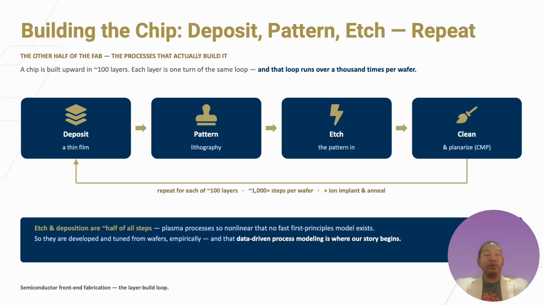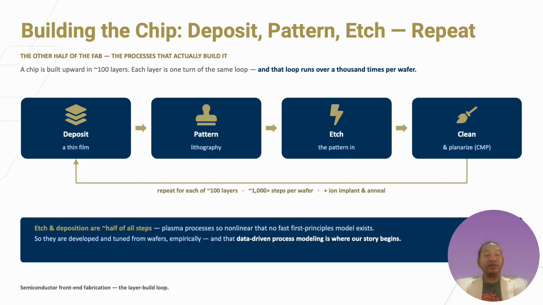You build it upward in about 100 layers, and each layer is made by repeating the same loop. First, you deposit a thin film of a material, then you pattern it with lithography, printing where the features should go. Then you etch away the material that you don't want, leaving the pattern behind. Then you clean and polish the surface flat, ready for the next layer. Add in steps like ion implantation and heat treatment and run this loop about 100 times, and you end up with well over 1,000 process steps for a single wafer.